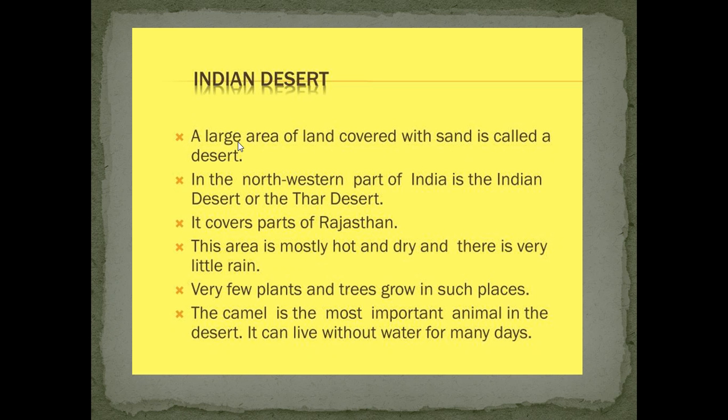And it covers parts of Rajasthan too. राजस्थान के रीजन में भी ये थार डेजर्ट आता है. This area is mostly hot and dry. There is very little rainfall. How is the climate of this desert? It is mostly hot and dry, and there is very less rainfall. Very few plants and trees grow in such places.